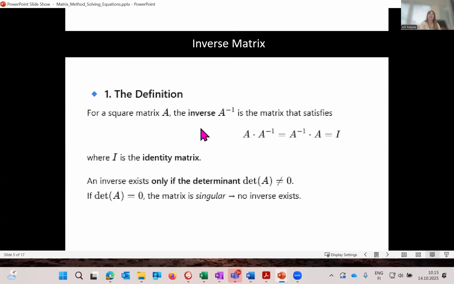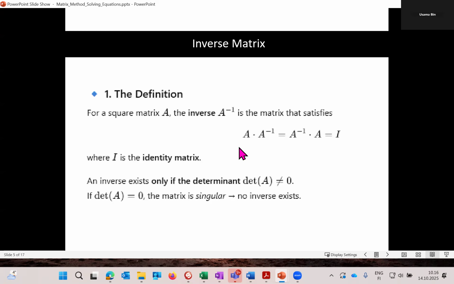Okay. And then if you multiply matrix A with the inverse, you get this identity matrix that, in normal calculations, would be like 1. Yes. So if you multiply a number with an inverse number, what was it in English, the inverse number? Yes, then you would get 1 as a result. Okay.